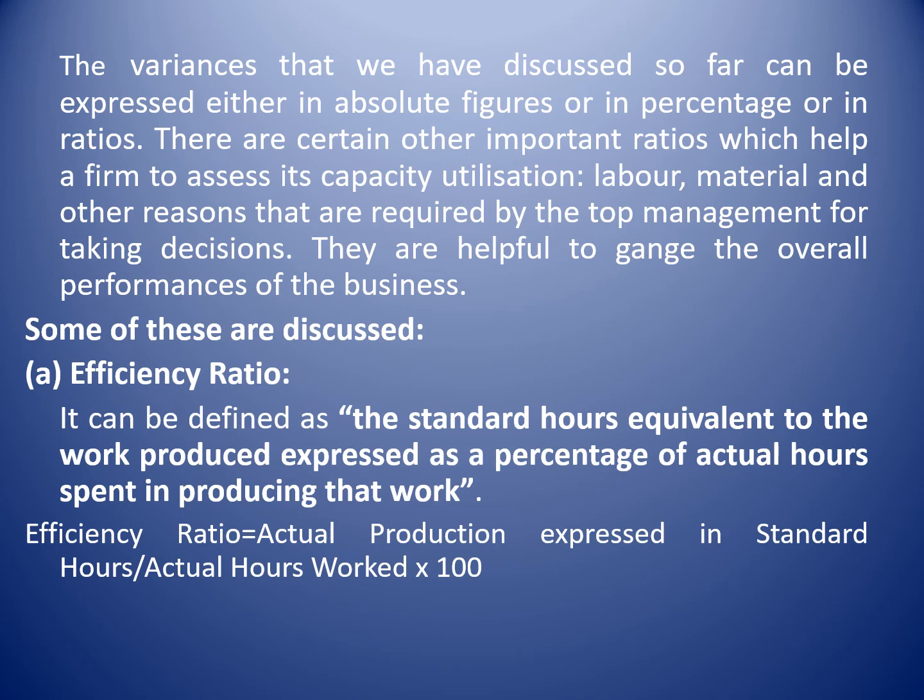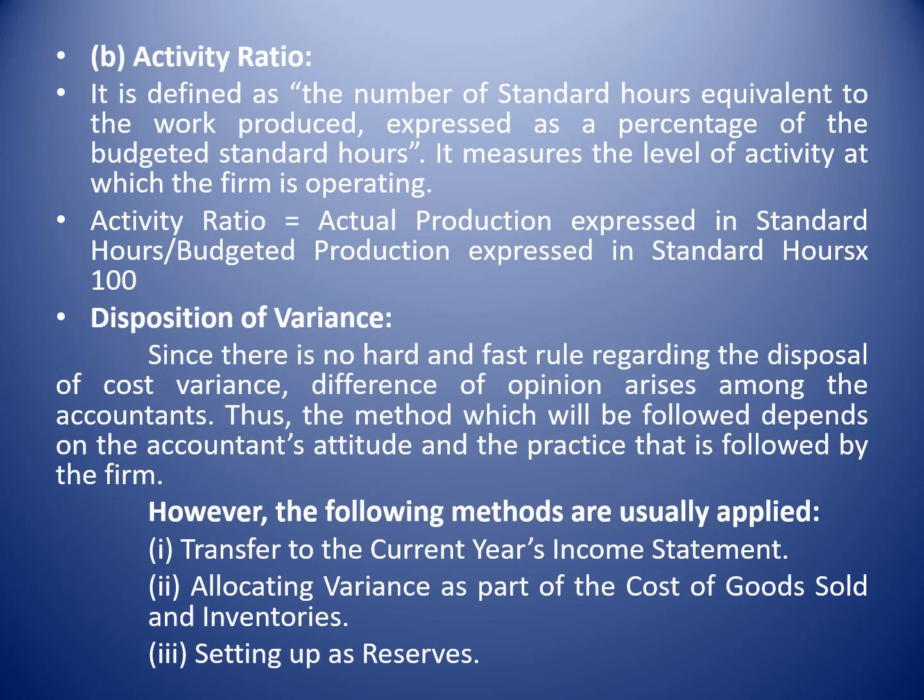First, let us see efficiency ratio. It can be defined as the standard hours equivalent to the work produced expressed as a percentage of actual hours spent in producing that work. So, efficiency ratio equals actual production expressed in standard hours, over actual hours worked, into 100.